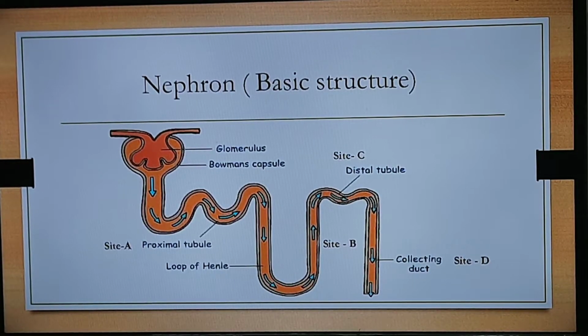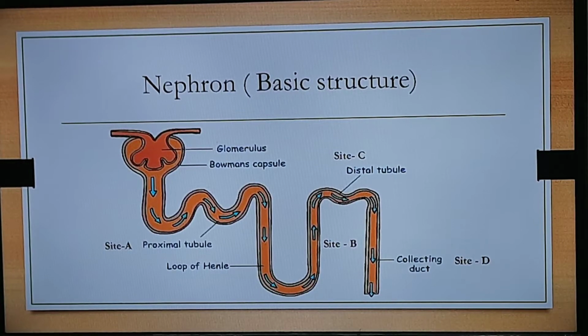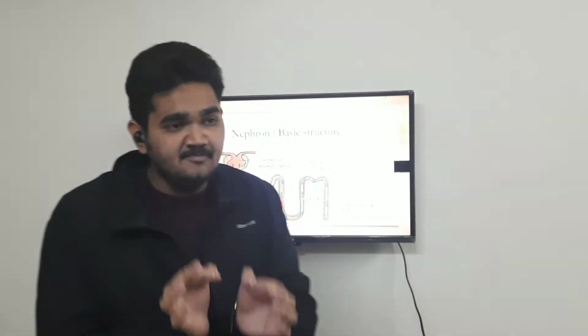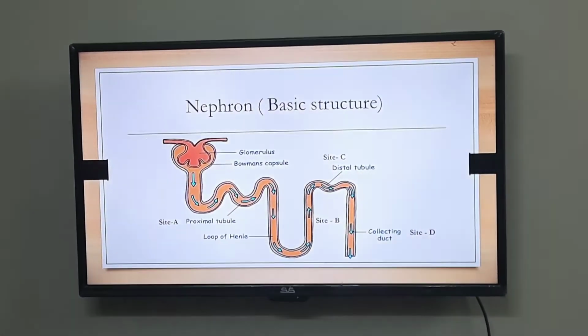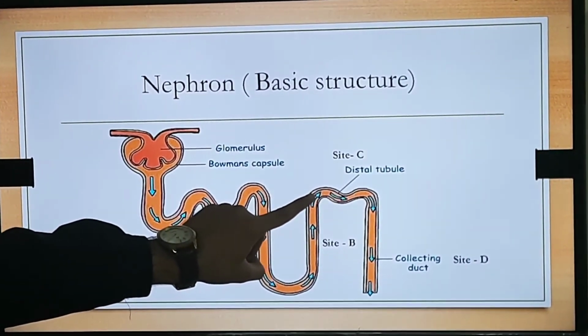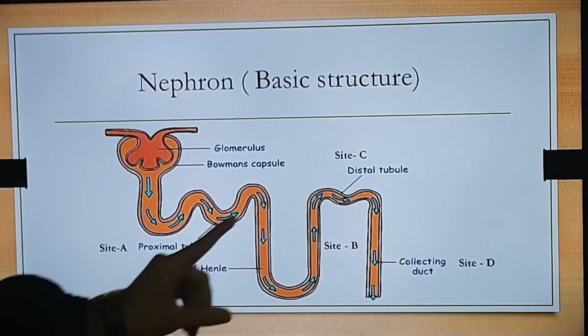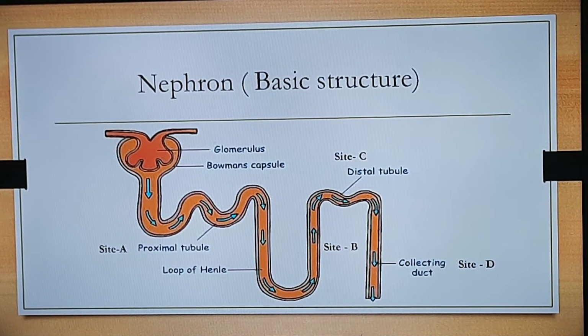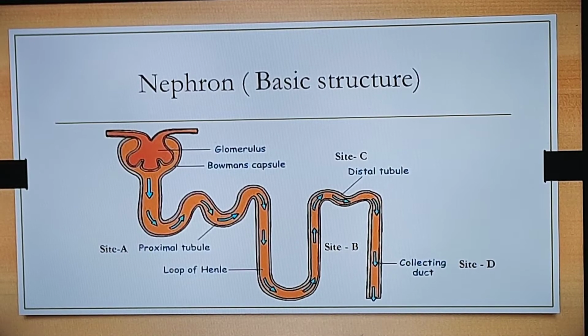Now this ascending limb of loop of Henle can again be classified into two main regions. The very first region is known as the thin ascending limb of loop of Henle, and the second one is known as the thick ascending limb of loop of Henle. Then after the loop of Henle there is another highly convoluted structure, and that particular structure is known as the distal convoluted tubule. Here is our distal convoluted tubule, and finally we will have a collecting duct, which is also known as the collecting tubule. So that covers the basic parts of the nephron.